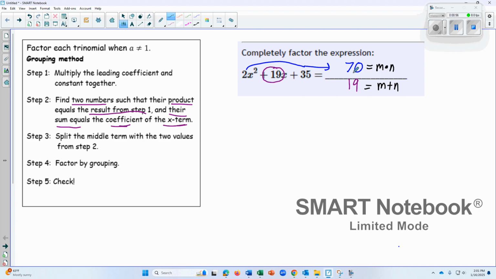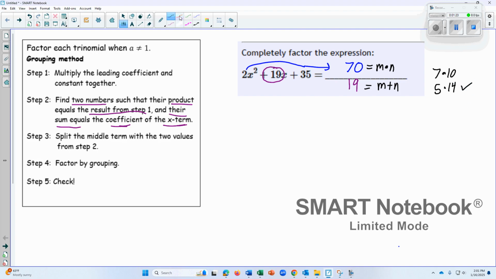Let's see, well, 7 and 10, but the problem is that doesn't add up to 19. What else can I divide evenly into 70? Let's see, 5 goes into it 14 times. So 5 times 14 gives me 70, and those two numbers add up to 19. So bingo. Like I said, that's the hardest step.